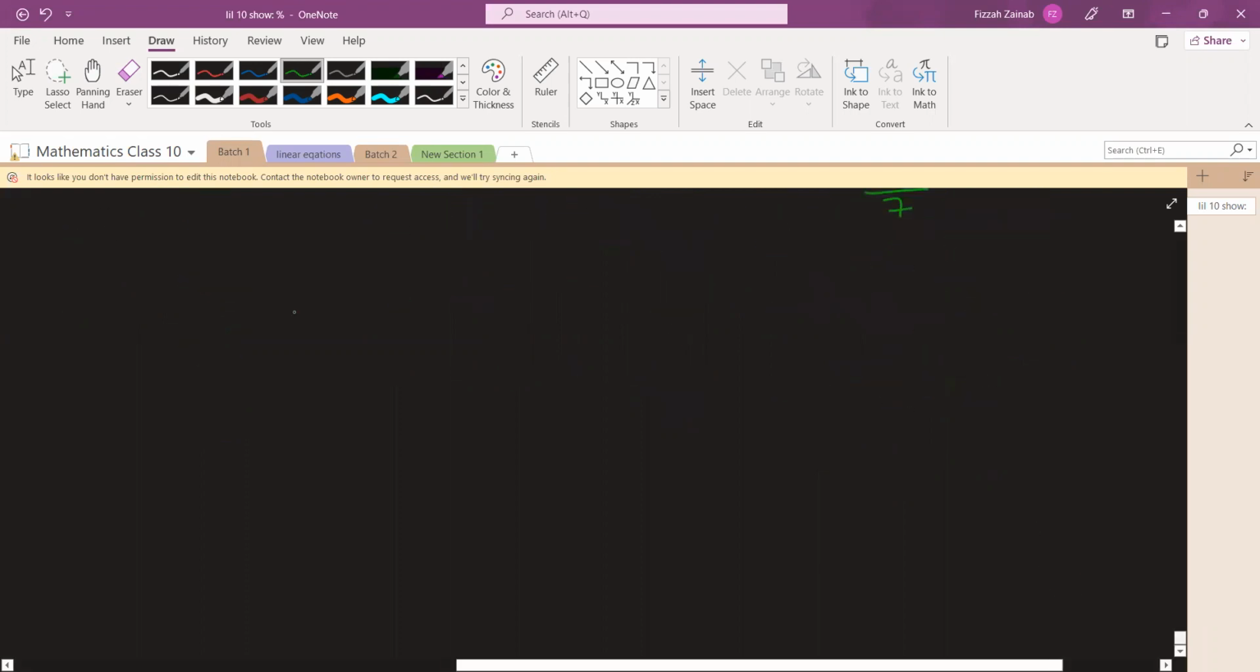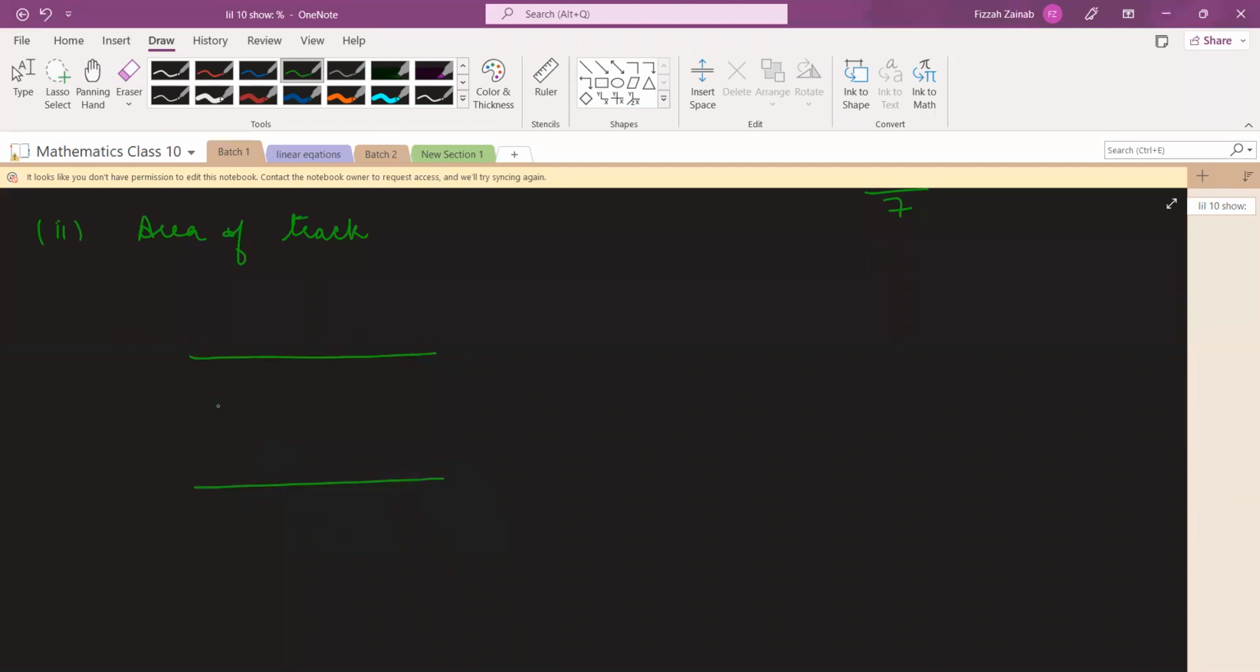Yes, ma'am. Okay. Now second part, what you have to find? You have to find the area of track. So I'm just roughly drawing a figure here to make you understand. So basically you have two areas here, right? Two rectangles, and then you have something like this. So this shaded area you have to find. Clear?